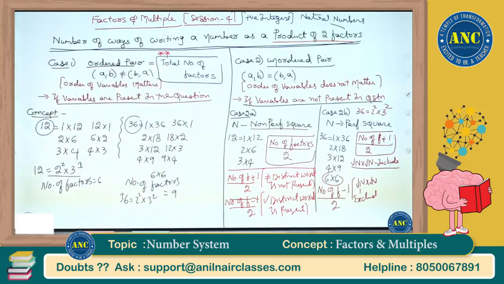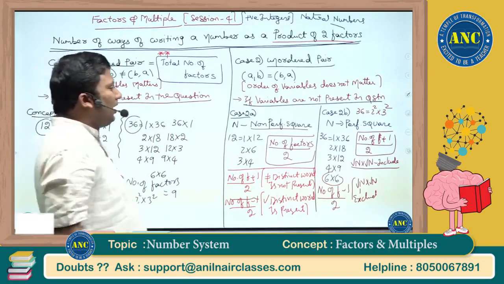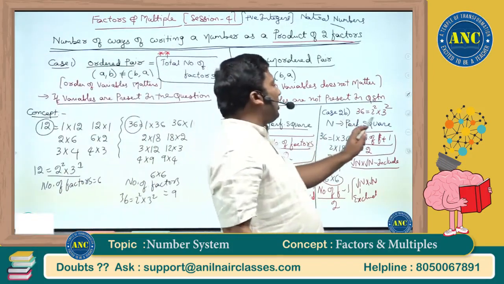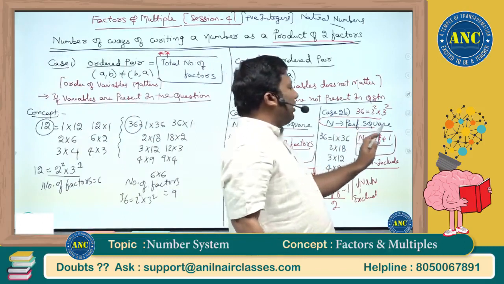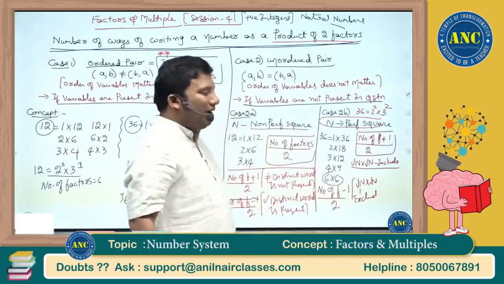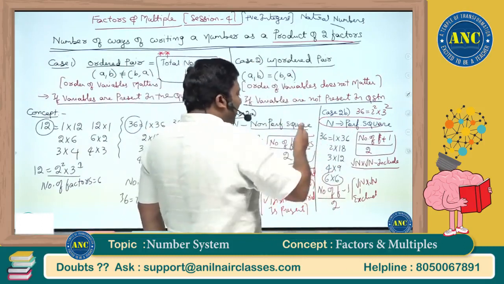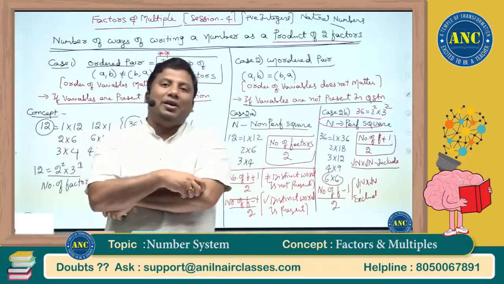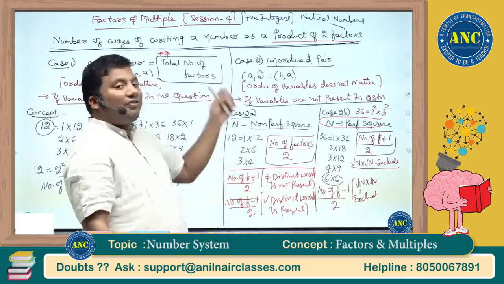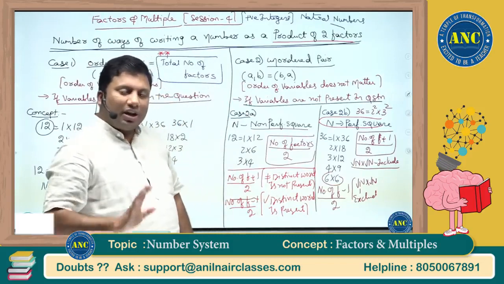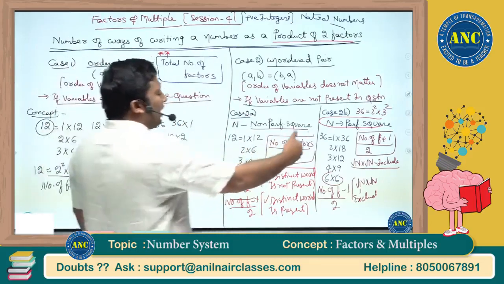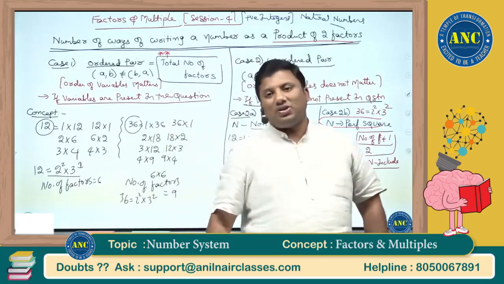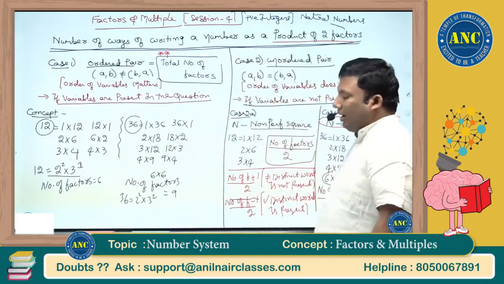Sir, why did number of factors plus 1 by 2 and minus 1 by 2 come? Think logically. If it is a perfect square, it will always give an odd number of factors. Odd number of factors divided by 2 will be in decimals. Can the number of ways be in decimals? No. That is the reason two cases came: number of factors plus 1 by 2, and number of factors minus 1 by 2.